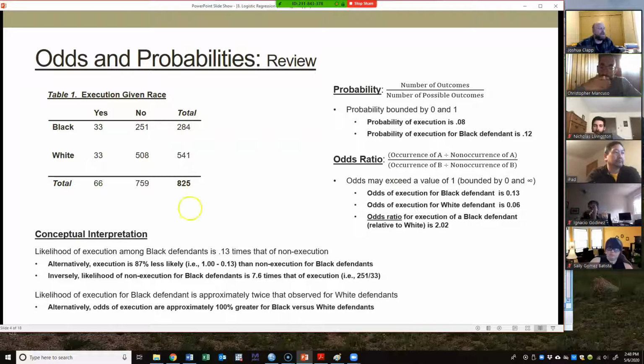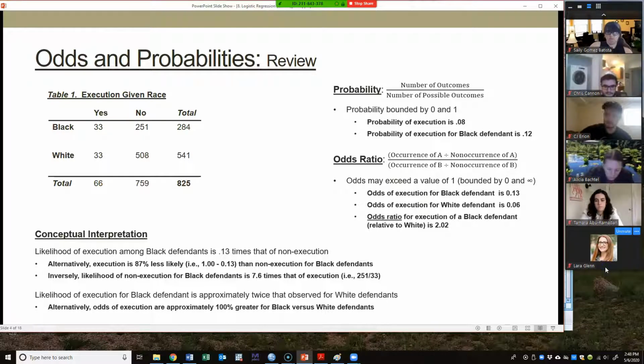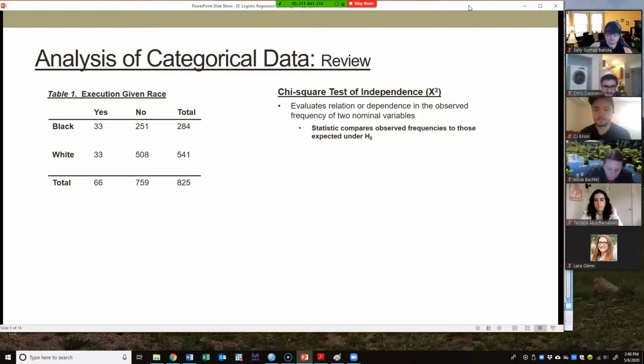Okay. Other questions? Okay. So, quick review. These categorical analyses look similar to, and with these type of data, we could easily look at this with a 2x2 chi-square test of independence.